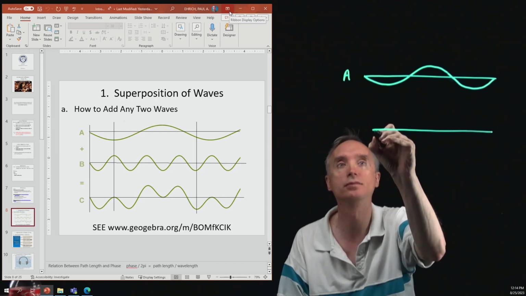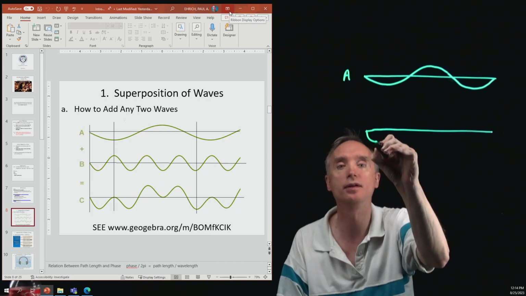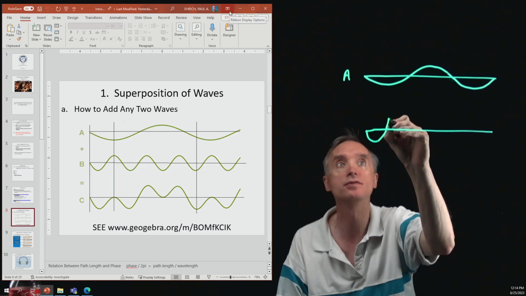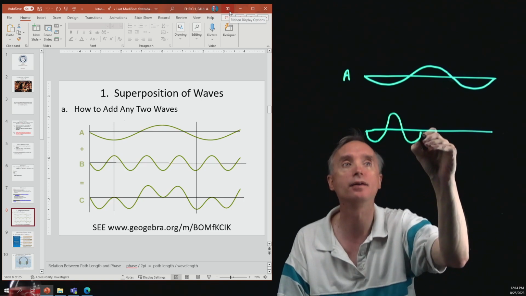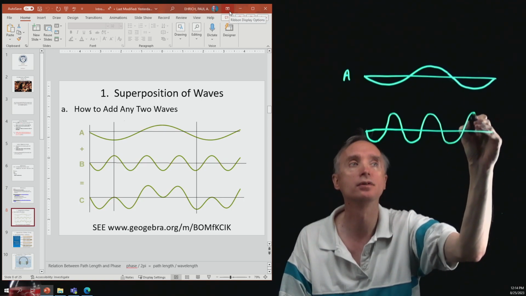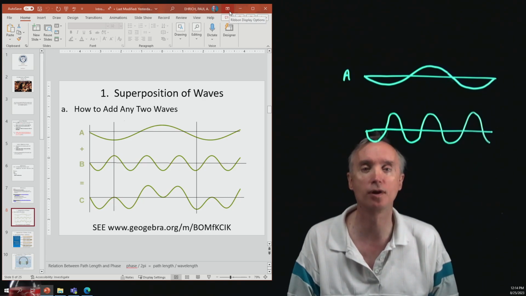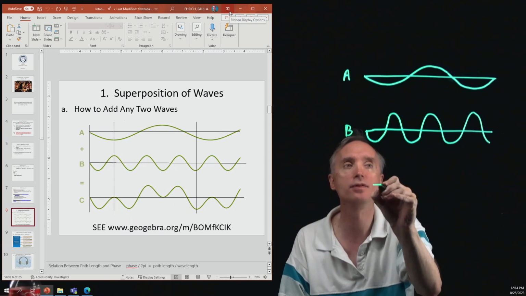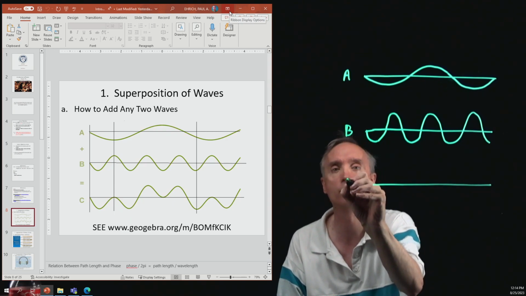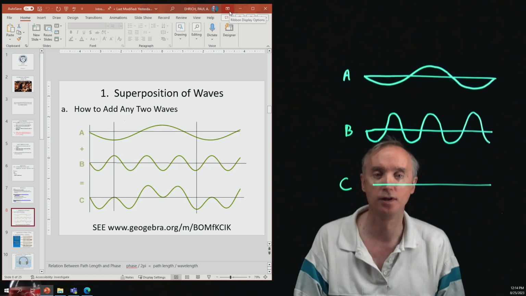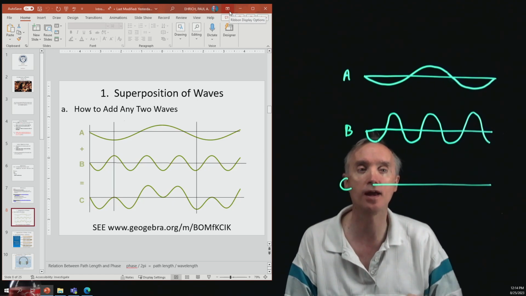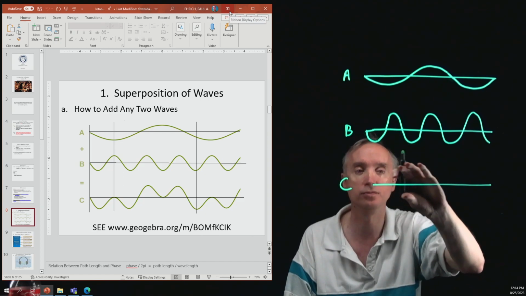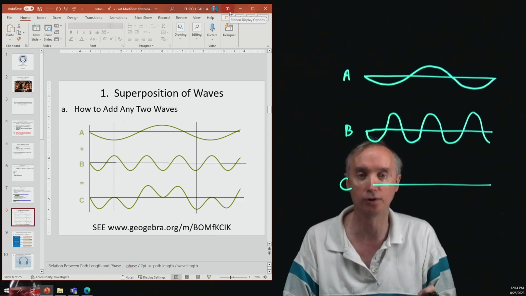So this one's going to go down, and then it's going to be coming back up when this one is going down. So something like this. So that's pretty much a good representation of it. And here is B, and we're going to add the two together, and we're going to end up with graph C. So how would you do it if you had these two waves and you want to do this one, but you've got a ruler?